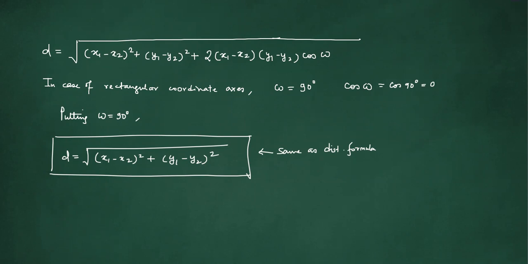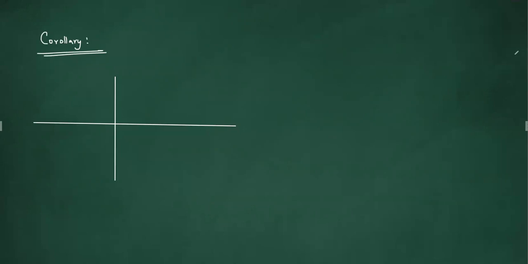Now, there's a small corollary which has also been discussed. The corollary is extremely easy. Let's say that you have your x-axis and y-axis, rectangular axis again, I'm taking. This is the x-axis. This is your y-axis. This is 0, the origin, (0, 0). Let's consider any point over here. Let's say this is P, which is (x1, y1). I want to find out the distance between them.